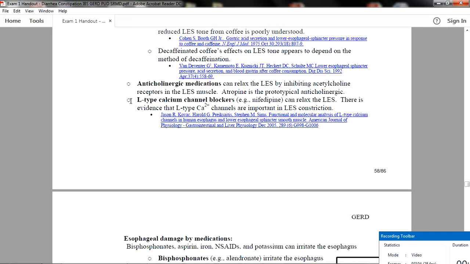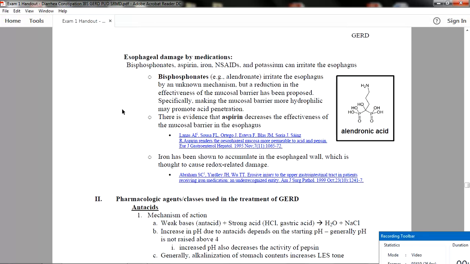L-type calcium channel blockers like nifedipine and nicardipine can all relax the lower esophageal sphincter. There's evidence that L-type calcium channels are important in lower esophageal sphincter constriction. That's all I really wanted to say about those.